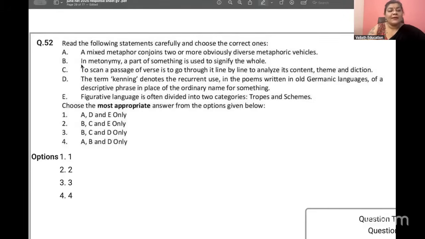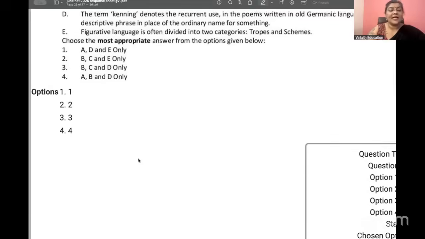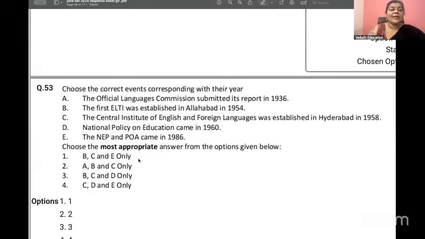So, since B is definitely wrong, it cannot be 2, 3, or 4. B, only you need to know. 2, 3, or 4 wrong. So, it has to be A, D, E. And that is the given answer. A, D, E is the given answer. Look at the next question.